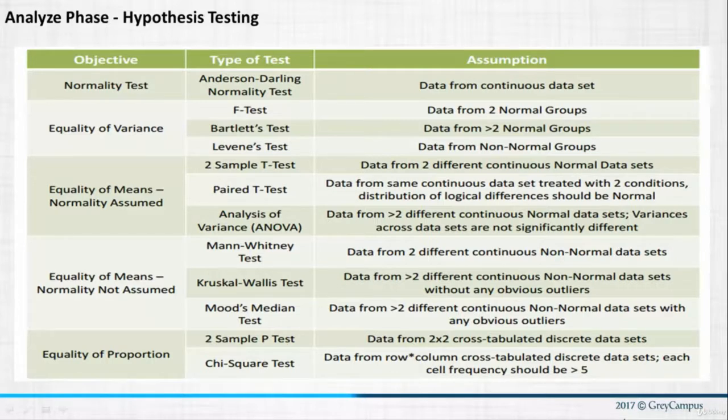If we're trying to show inequality of means, but we know that we do not have normal data, then we'd either use the Mann-Whitney, Kruskal-Wallis, or Mood's median test. If we have attribute data and we're trying to compare proportions, we would use either a two-sample p-test or a chi-squared test.